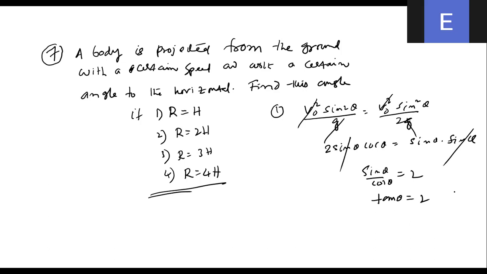If you want the actual angle, you can look into the tables. Otherwise, you can write like this: theta equals tan inverse 2. Similarly, do it for R equals 2H, 3H, 4H. Come on, quickly. I'll give the time for you.